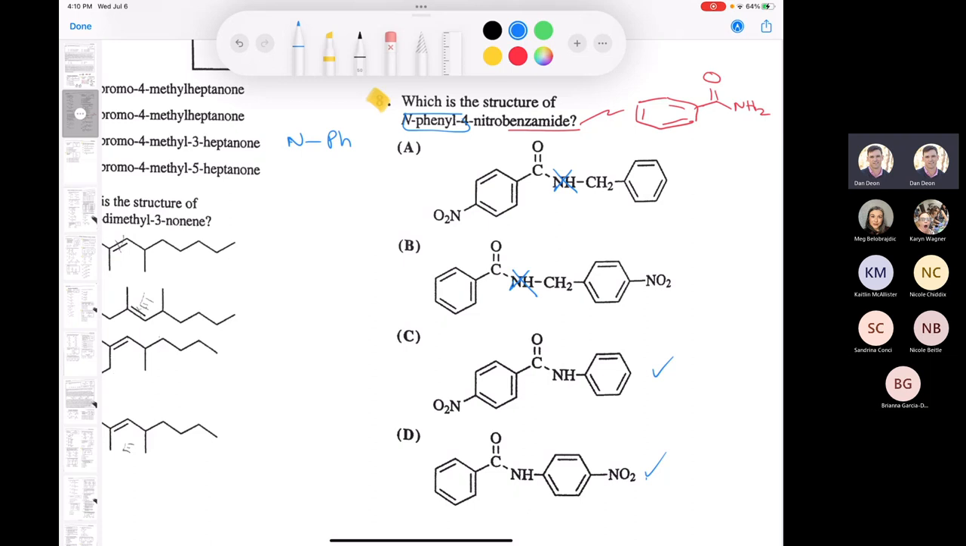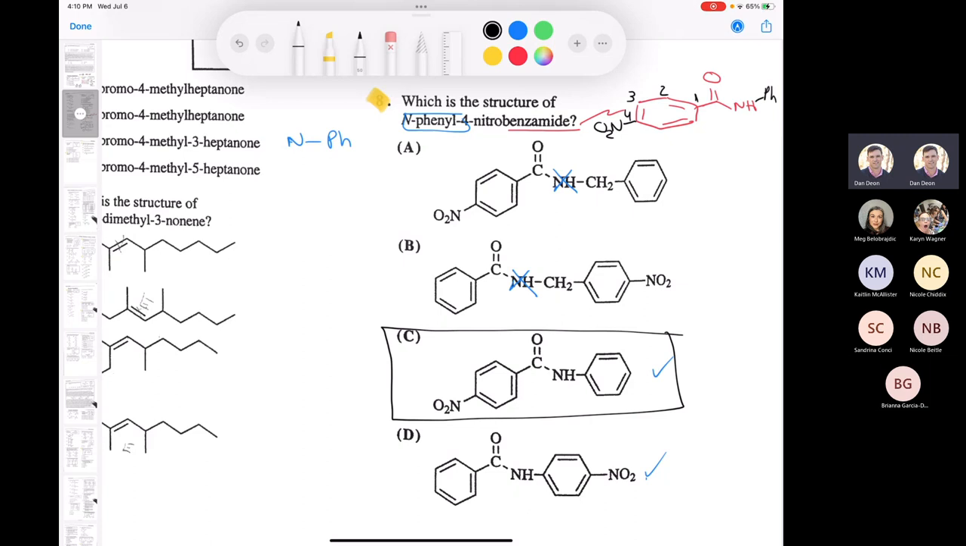If you know what benzamide is, what I have drawn in red, you know that the 4-nitro would be here, right? Because we assume that this is carbon number one. 1, 2, 3, 4-nitro. And then if you eliminate one of those hydrogens and replace it with a phenyl, you have this compound right here, C, which is N-phenyl 4-nitrobenzamide.